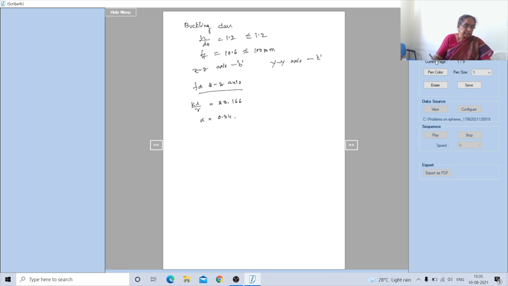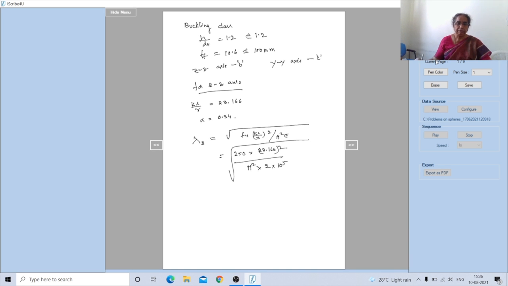Then now calculate the lambda z equal to square root of the formula. Here we have a formula: fy into KL by r whole square divided by pi square E. I'll put in that formula, that is 215 into KL by r, which is 23.166, whole square divided by pi square into 2 into 10 raised to 5, whole thing under the root. So this lambda z we got 0.26.